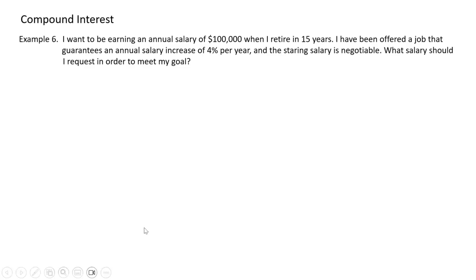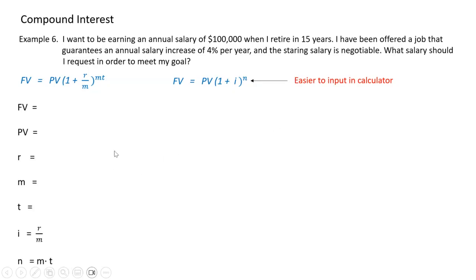Okay, so let's diagnose the problem here. There's my formula right there, which is easier to input in the calculator. There are going to be 7 things that you need to find. So I want to be earning 100,000 when I retire. This means the money that I want to earn is in the future. It says, what salary should I request in order to meet my goal? So what we're looking for is a present value. How much money should I request right now from the company that's going to hire me? I want to be earning 100,000 in 15 years. My r, which is the interest, is a 4% increase per year, which would be 0.04.